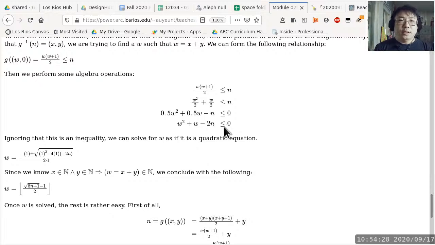Now I know this is an inequality, but you can always still solve it using the quadratic equation. So we have a quadratic, I guess, inequality, but nonetheless, if you look at this as an equality where w squared plus w minus 2n equals 0, we can solve for w, right? Because you have all taken enough algebra classes to understand what a quadratic equation is and how to solve for the roots of a quadratic equation. So I put this over here. This is just a textbook quadratic equation thing.